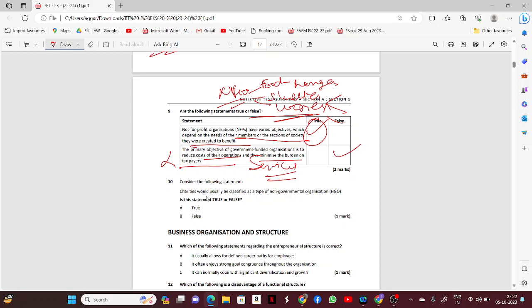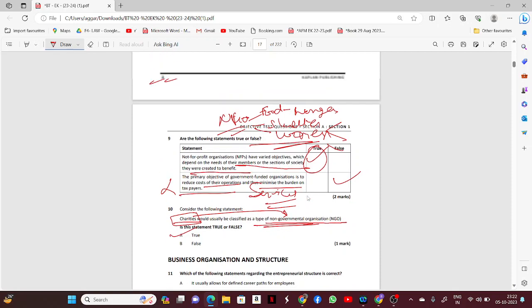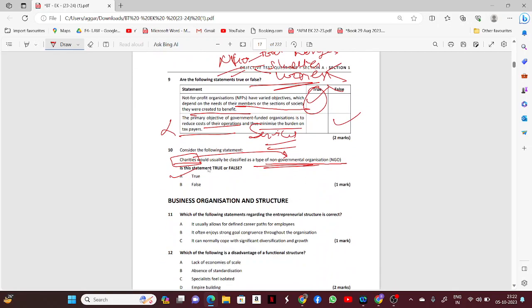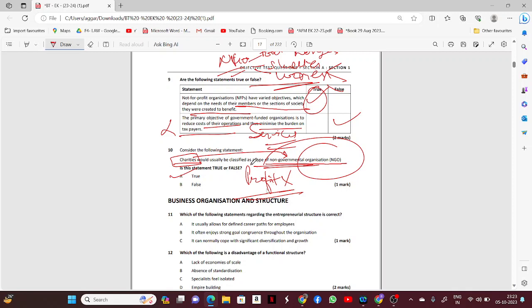Consider the following statement. Charities would normally be classified as an NGO. It is a true statement, right? As we discussed in the above questions as well, they do not have a profit motive, right? So simply, if they do not have a profit motive, that means they can be classified under NGOs, right?